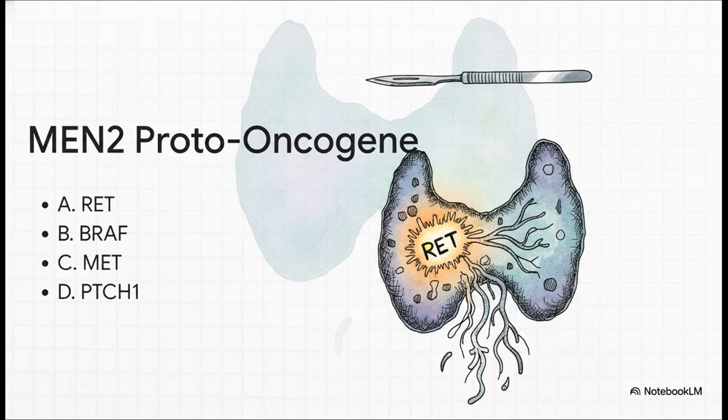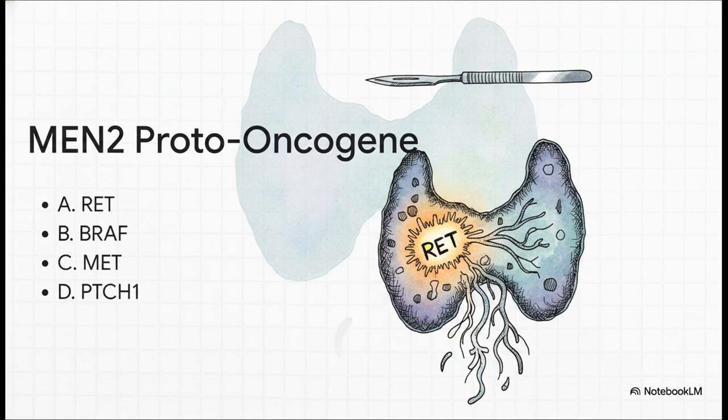Question 14. Multiple endocrine neoplasia type 2, or MEN2, targets an activating mutation in which proto-oncogene? Is it A. RET, B. BRAF, C. MET, or D. PTCH1? The answer is A.